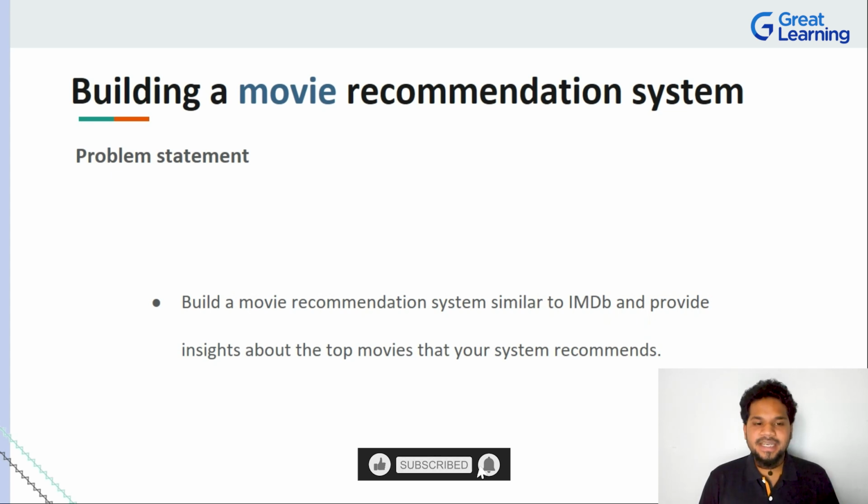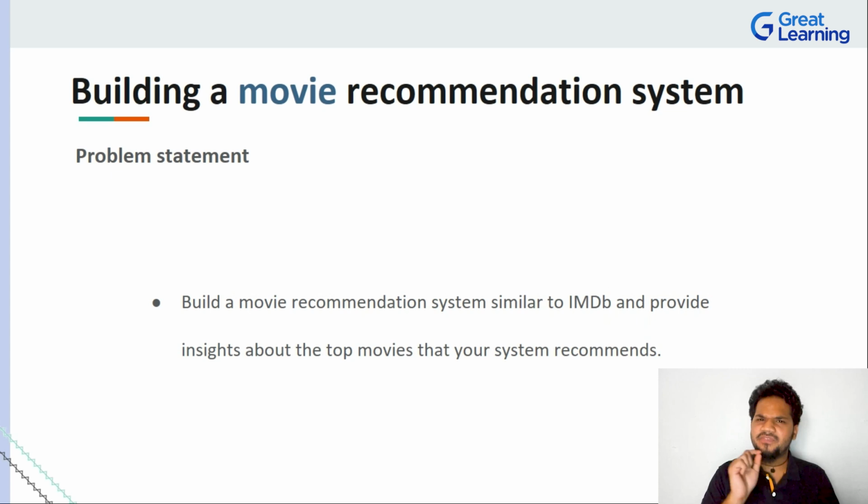So our problem statement right now is for us to build a movie recommendation system that is very similar to the working of IMDb, which again is a very popular and famous website where you can get a lot of details about movies, reviews, ratings, cast, and a ton of information about movies, right? So we have to build our own system which is similar to that. But what are we trying to recommend here, right?